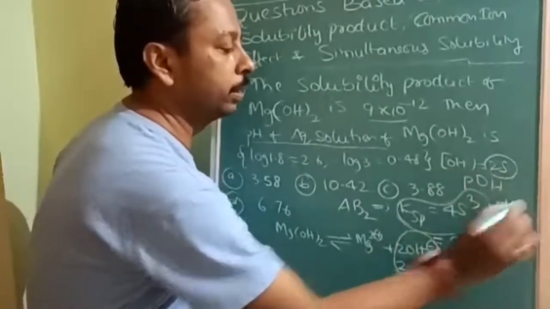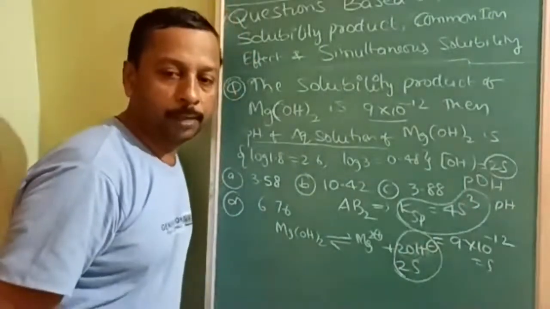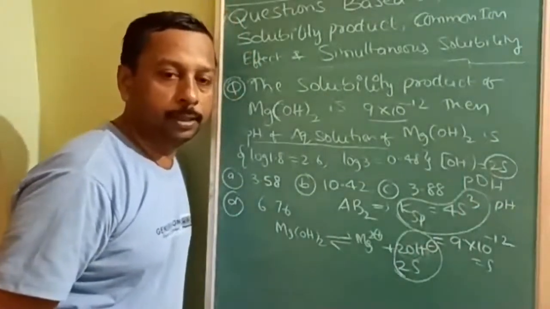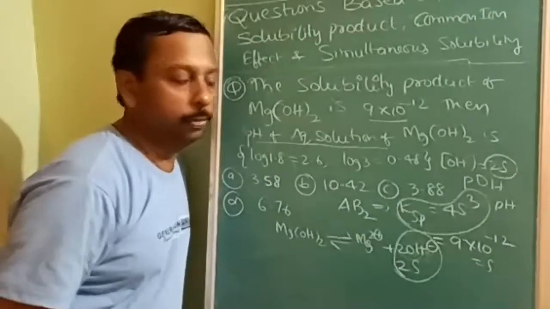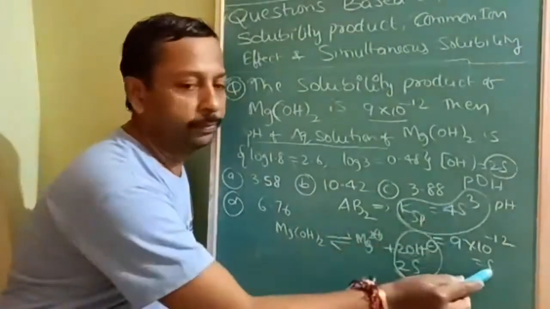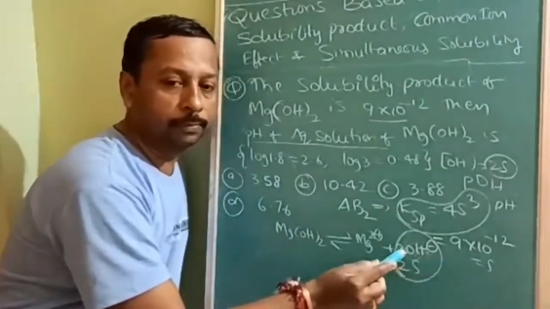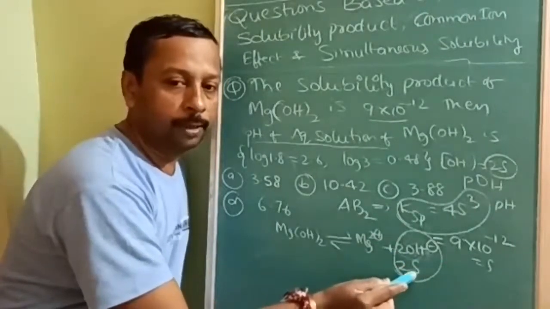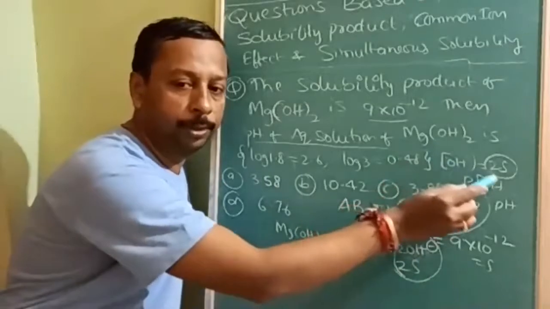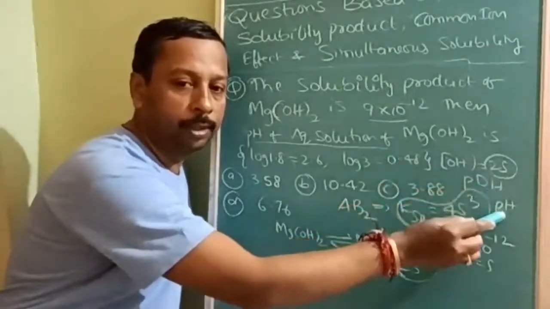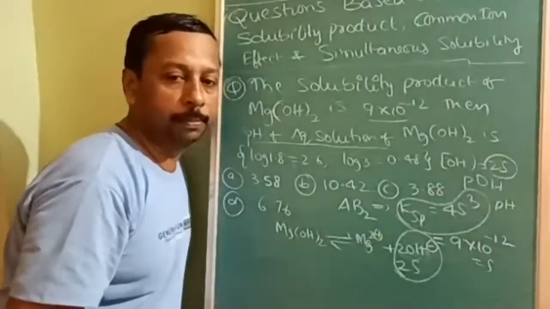After that, you will get pH. Is this procedure clear to all of you? From 4S cube, I will find out the S value. From the S value, the concentration of OH will be 2S. From the concentration of OH, pOH. And from pOH, 14 minus pOH, you will get pH.